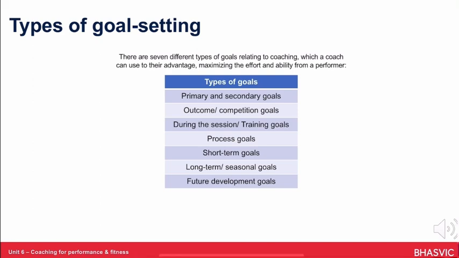Process goals refers to the coach challenging a performer or team to master a particular skill or technique by a significant date or time. For example, a basketball coach asking a tall performer to learn how to dunk the basketball before the next training session.